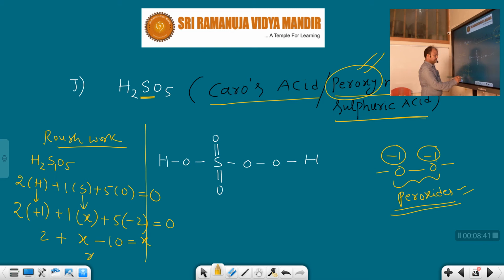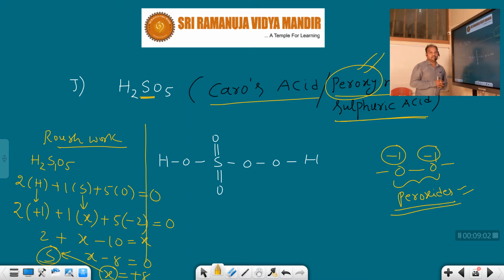X minus 8 is equal to 0. X is equal to how much? +8. X means what? Sulfur. So the sulfur oxidation number is +8, because hydrogen is +1, oxygen is -2. But this is wrong. Why am I saying this is wrong? What is the reason?